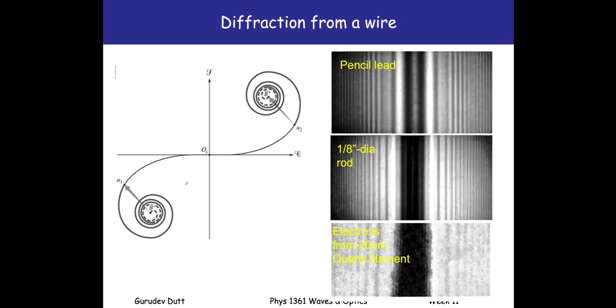So here are the Fresnel diffraction patterns from 3 different narrow wires. The first one is just a piece of pencil lead illuminated by, I think, a bright laser again. And then the next one is a 1/4-inch diameter metal rod. And then the last one is electrons, which are doing Fresnel diffraction off of a 20-micron quartz filament wire. So you can see all these cases have very similar diffraction patterns, which is the Fresnel diffraction that's occurring.